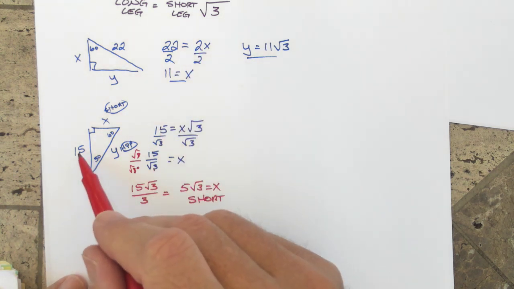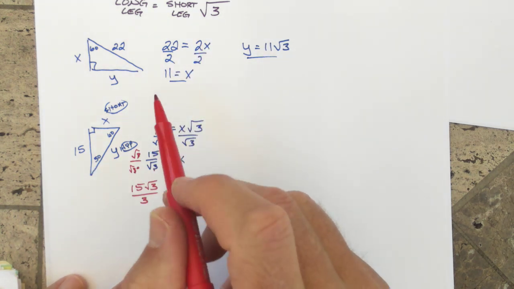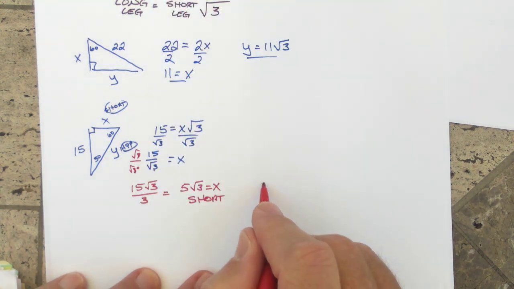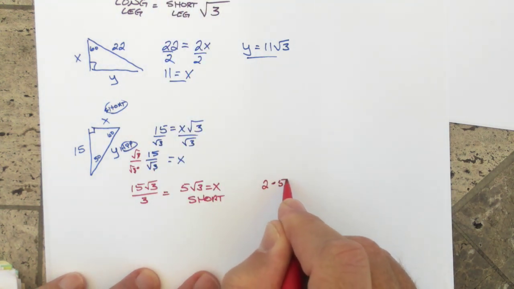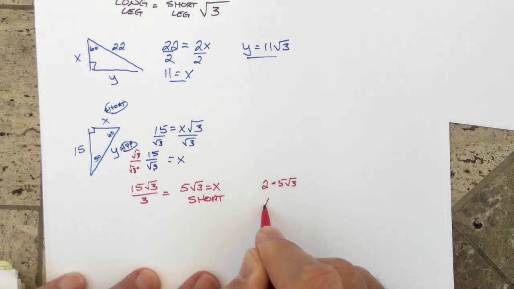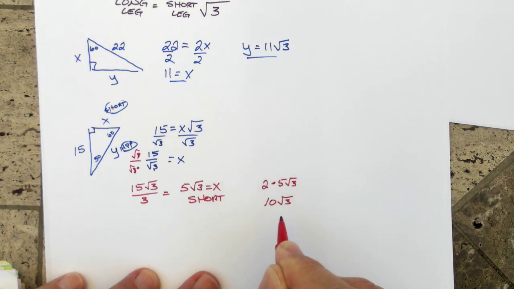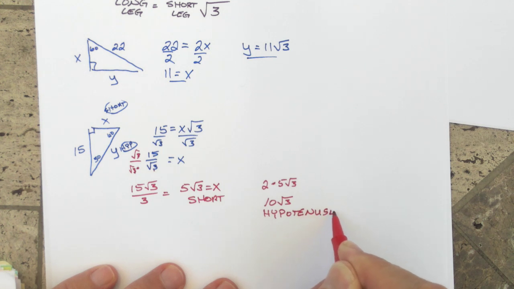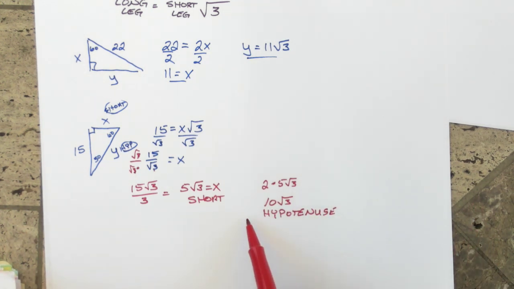All right, how do you find the long leg? Well, you don't. They gave it to us. How do you find the hypotenuse? Hypotenuse says take the short leg and multiply it by 2. 2 times 5 radical 3, done. There's your hypotenuse, y. There's your short leg, x, in this example.